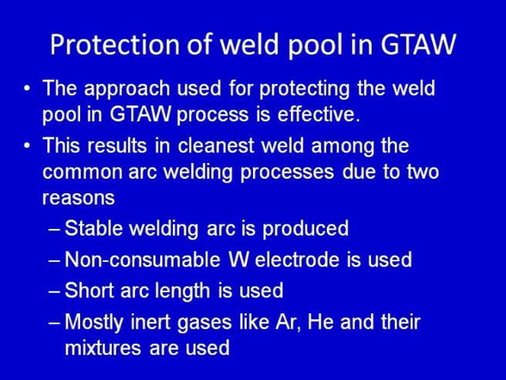In some of those processes, the gases are mixed with oxygen and hydrogen in order to have a hotter arc and deeper penetration capabilities. But in the GTAW process, normally these additions are not done, and very clean argon and helium or their mixtures are used for development of the weld joint. However, the effectiveness of the protection of the weld pool in this process is determined by the type of the shielding gas.